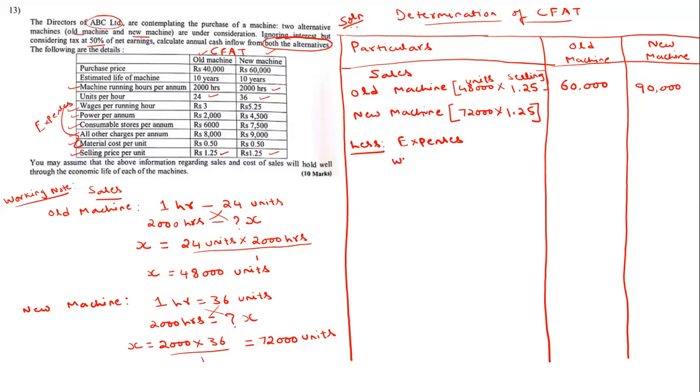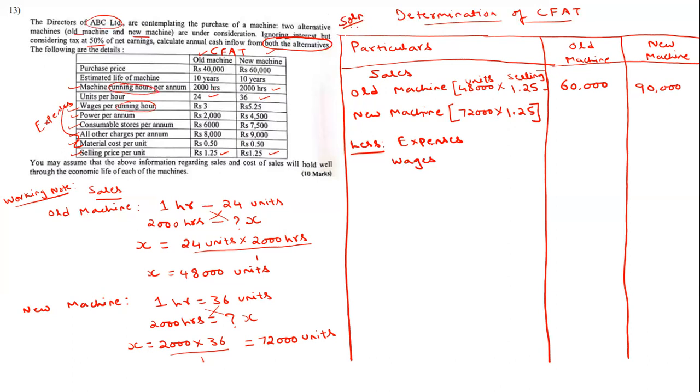Now, when we talk about the wages for the old machine, what are the wages talking about? Wages say per annum, wages per running hour is rupees 3. Therefore, how many hours are actually in total? If you look here, it is 2000 hours. I repeat again, wages per running hour is rupees 3, but there are machine running hours per annum as 2000.